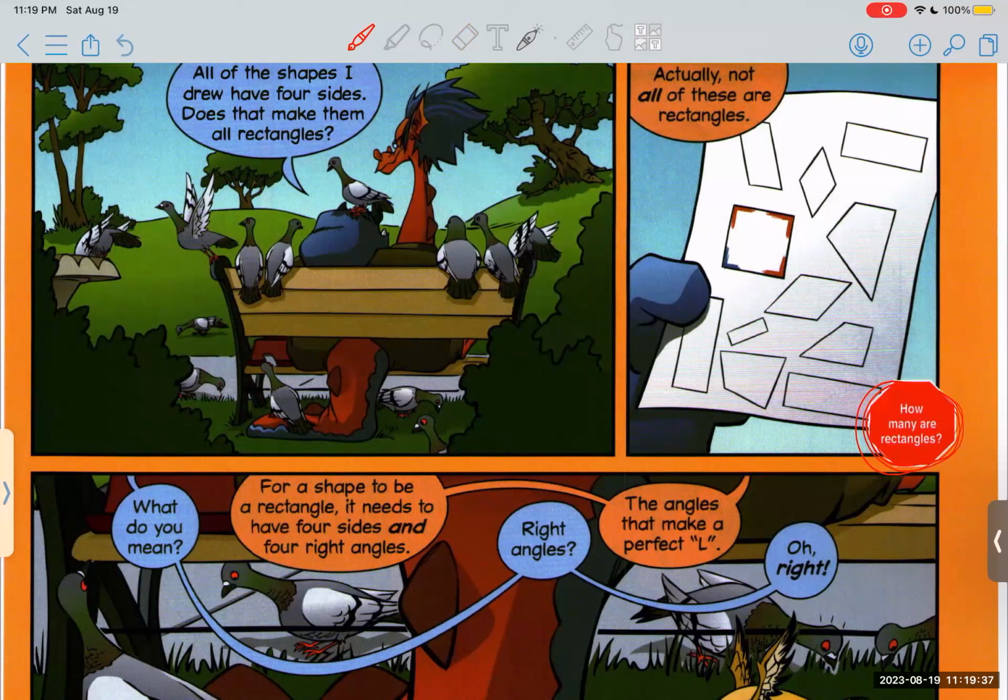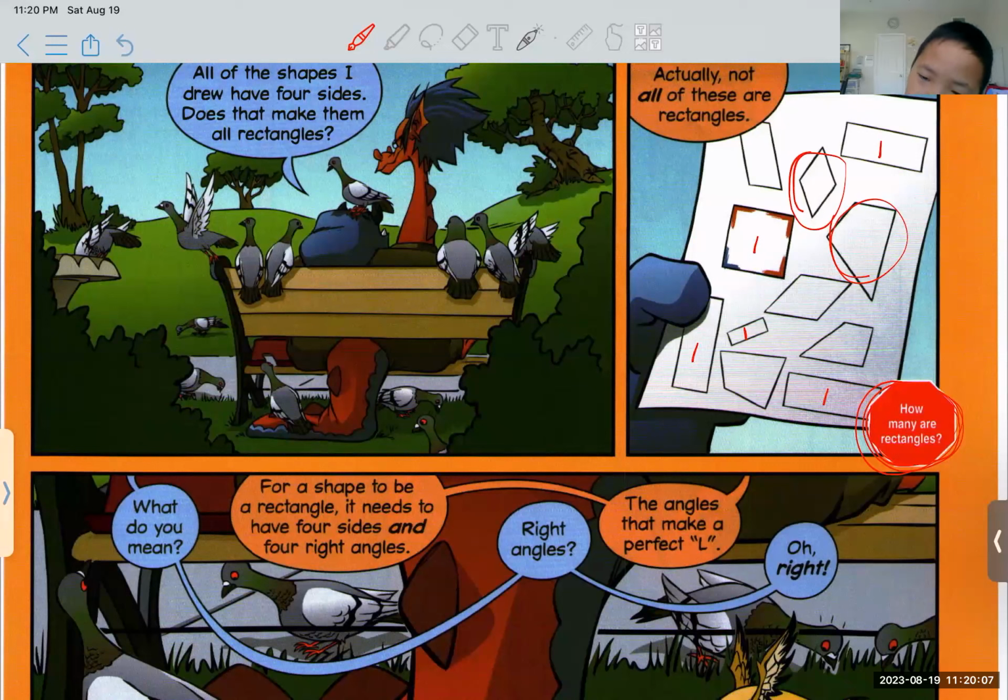Okay, let's count together. So this one is a rectangle, this one is a rectangle, this one is a rectangle, and this one is a rectangle. And the last one, this one is a rectangle. So yes, we do have five rectangles. What makes them rectangles? Why isn't this shape here a rectangle? And why isn't this shape here a rectangle? We'll take a look.